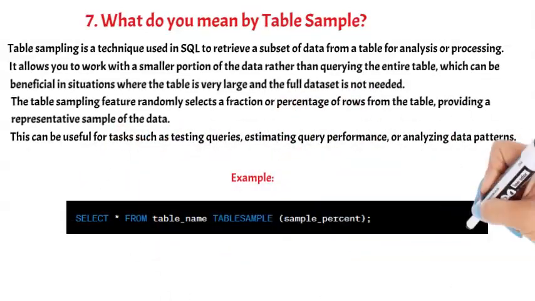Example: in this example, table_name is the name of the table from which you want to sample data, and sample_percent represents the percentage of rows you want to retrieve. For example, if you specify TABLESAMPLE 10, it will randomly select approximately 10% of the rows from the table.